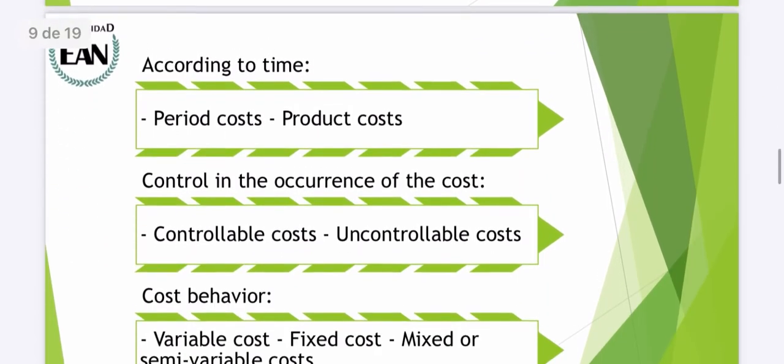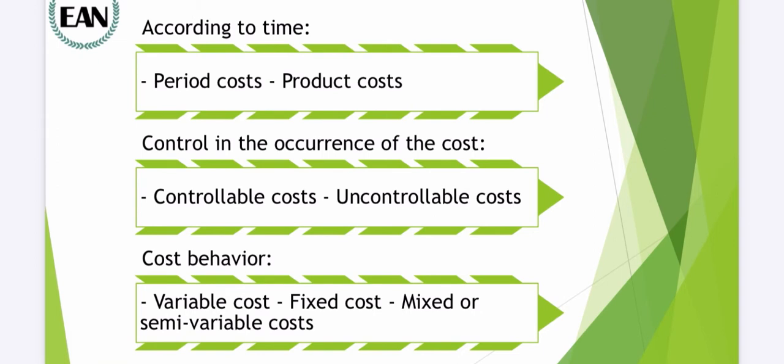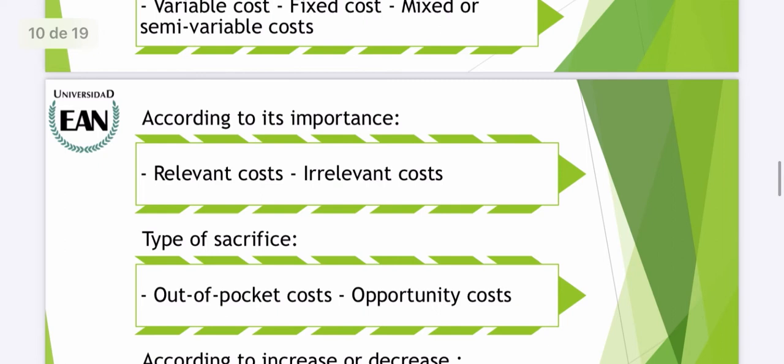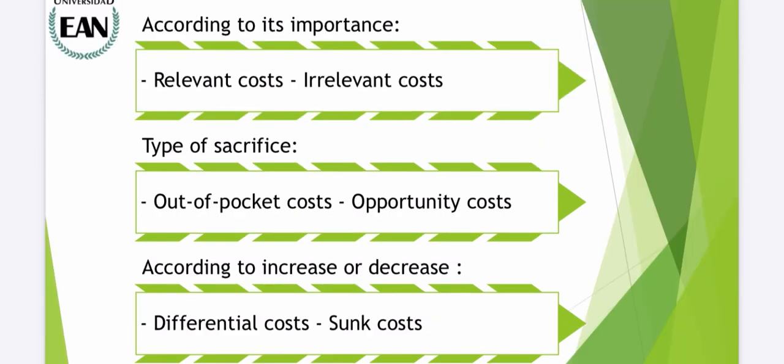According to time: period cost, product cost. Control in the occurrence of the cost: controllable cost, uncontrollable cost. Cost behavior: variable cost, fixed cost, mixed or semi-variable cost. According to its importance: relevant cost, irrelevant cost. Type of sacrifice: out-of-pocket cost, opportunity cost. According to the increase or decrease: differential cost, sunk cost.